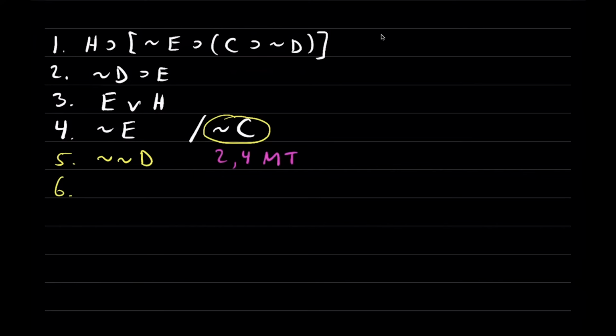Let's do that disjunctive syllogism step we mentioned. So on lines 3 and 4, line 3 is either E or H, it's a disjunction. Line 4 tells us that E is false, so we know H has to be true. And that's going to follow from lines 3 and 4 by disjunctive syllogism, DS.